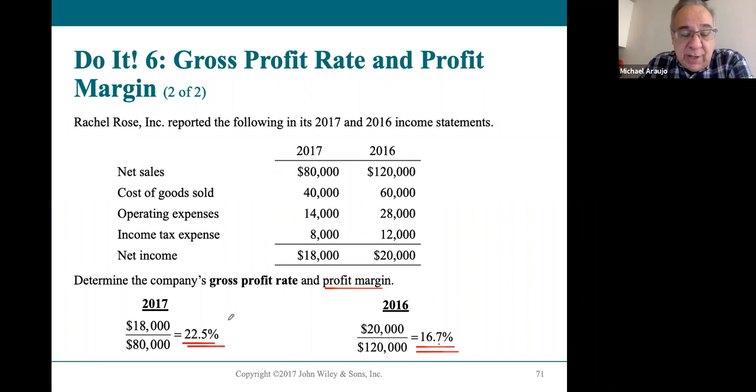So it looks like they did much better in 2017. They had less sales, but they were more profitable. So it's not the size of the company that is going to matter a lot to owners. It's really how profitable the company is. And in this case, it showed that Rachel Rose, even though they sold less, were able to do a lot of things better because they had a much higher profit margin at the end of the day.